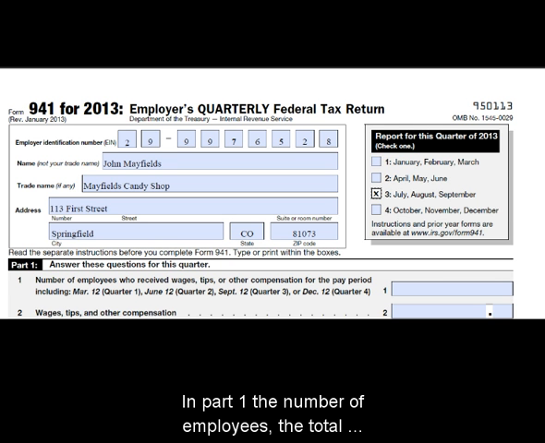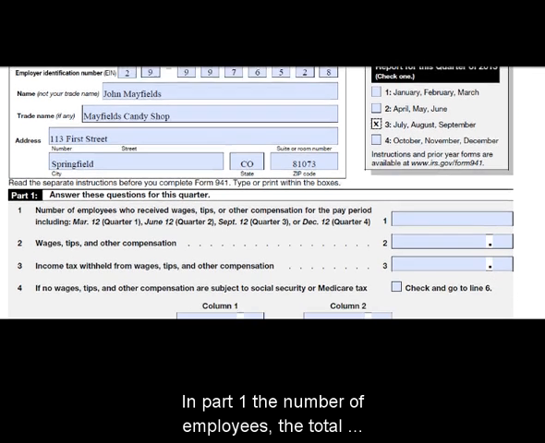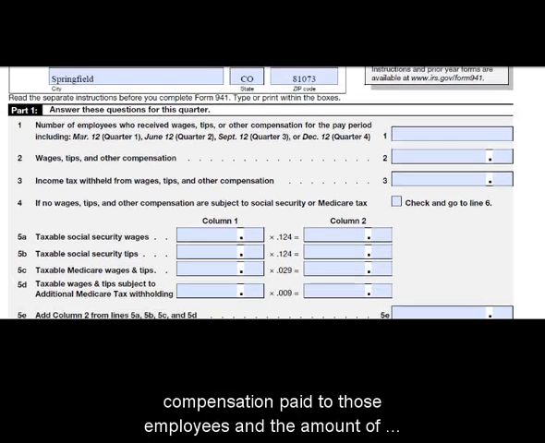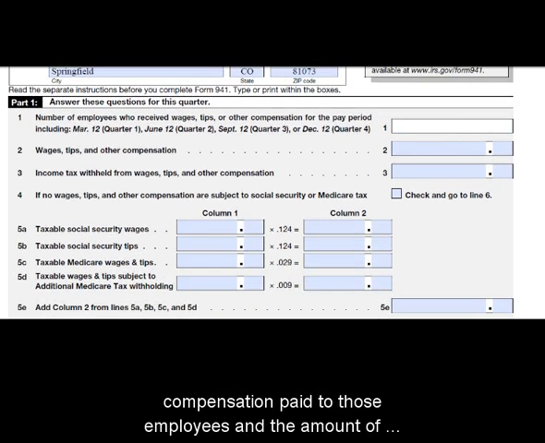In Part 1, the number of employees, the total compensation paid to those employees, and the amount of income tax withheld from that compensation is entered.